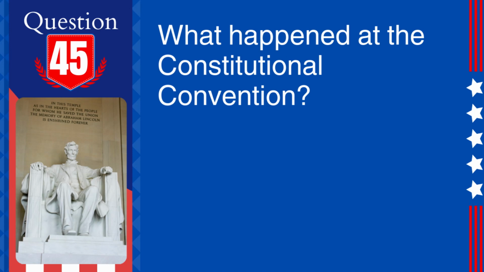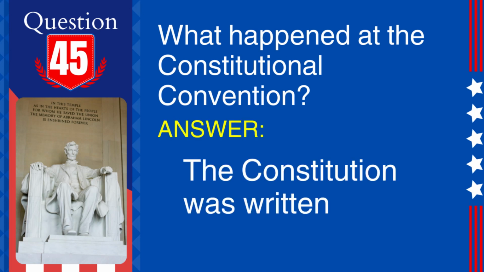45. Question: What happened at the Constitutional Convention? Answer: The Constitution was written. Explanation: The Constitutional Convention, held in 1787 in Philadelphia, resulted in the drafting of the United States Constitution.